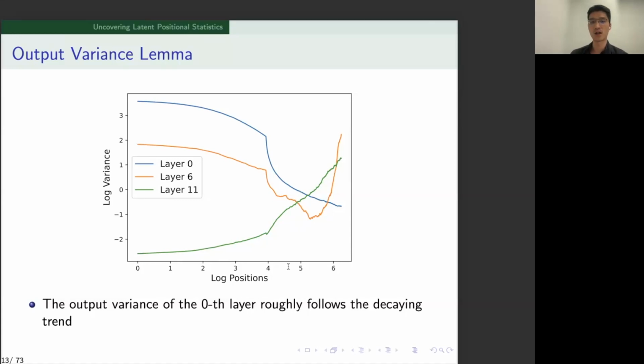So that's why I said I try to focus on the first layer, or the zeroth layer, because I believe it should encapsulate more information that is relevant to positional information.